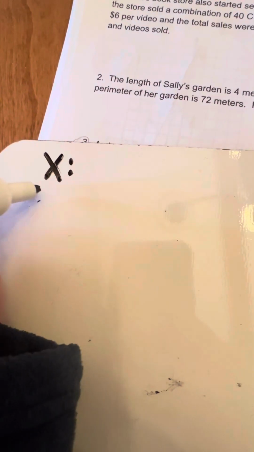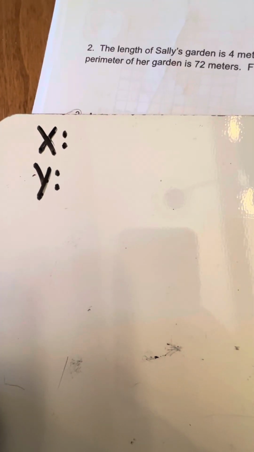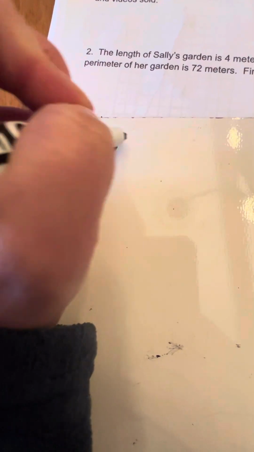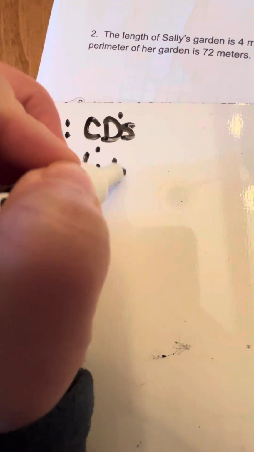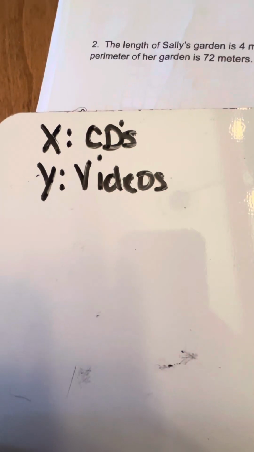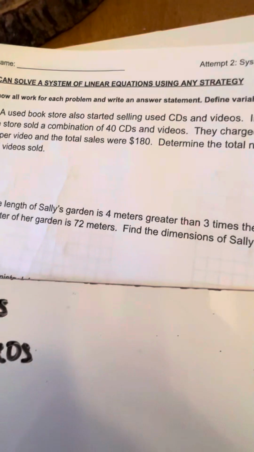So to start off, I'm going to just put X and Y. It doesn't matter what variables you use, but I am going to go ahead with X, and I'm choosing to use that for the CDs, and we'll call the Y the videos. Again, it doesn't really matter which one in this particular problem because it doesn't specify, so you can do whatever one you want. And what we are doing is trying to figure out a couple of things.